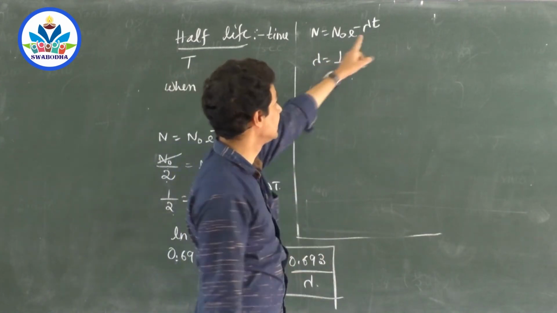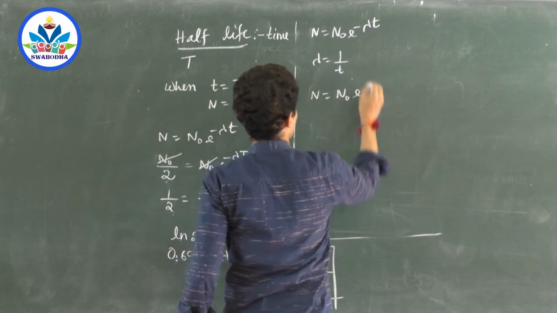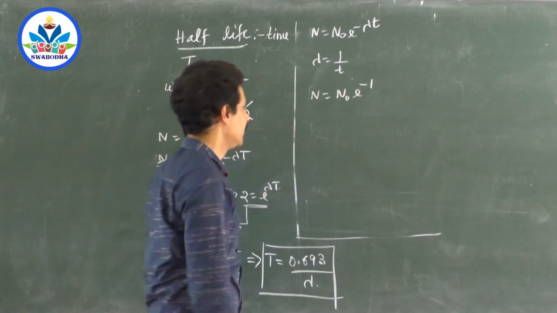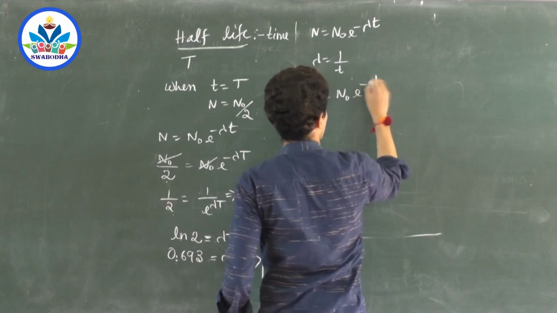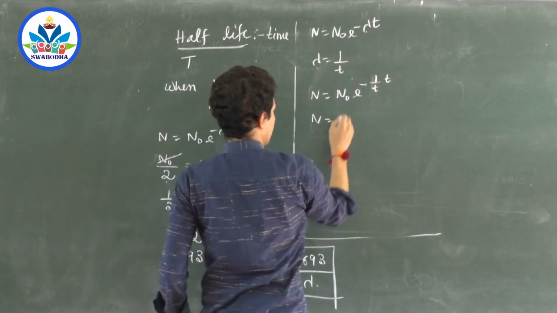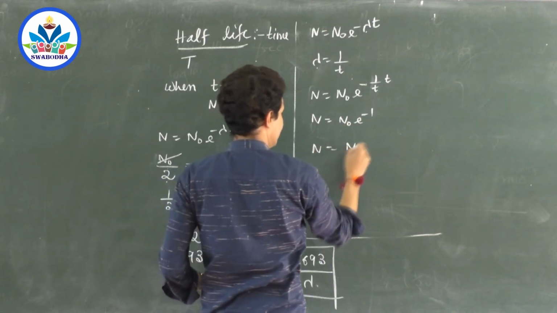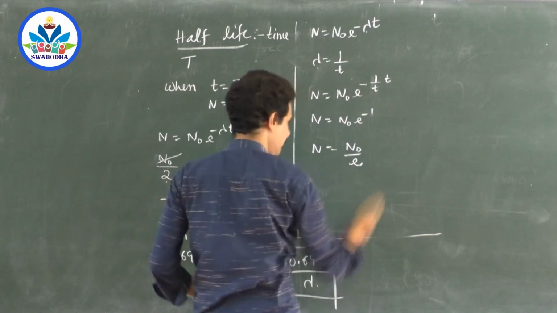Now put lambda equal to 1 by t. What will you get? N is equal to n naught e to the power minus 1. Am I right? Because I substitute this 1 by t into t, since lambda is taken as 1 by t. N is equal to n naught e to the power minus 1. N is equal to n naught by e. What is 1 by e?